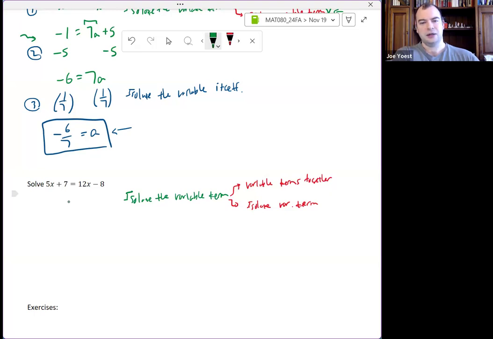I could subtract 12x off of both sides, but that's going to give me 5x minus 12x, a negative coefficient. Why have a negative coefficient when I don't need it? I'll go the other way. I'll subtract 5x off both sides, put my variable term on the right-hand side. 5x minus 5x is 0, plus 7 is 7. 12x minus 5x gives me 7x, and minus 8.